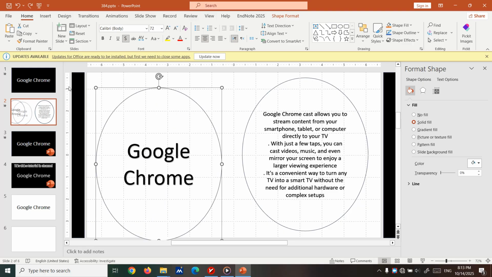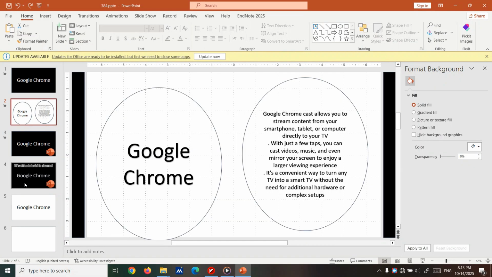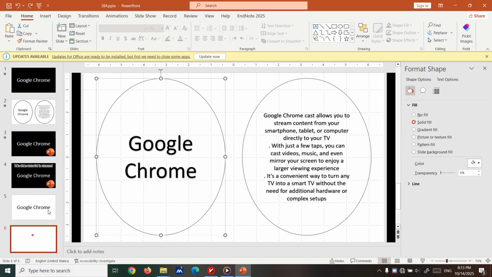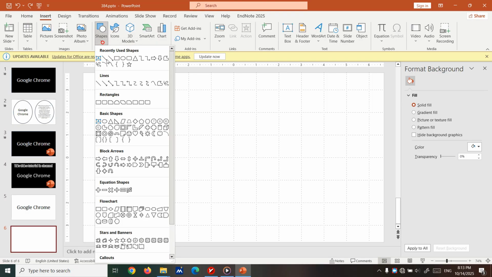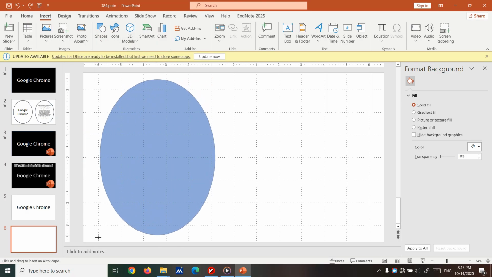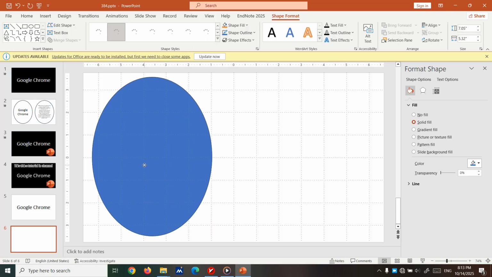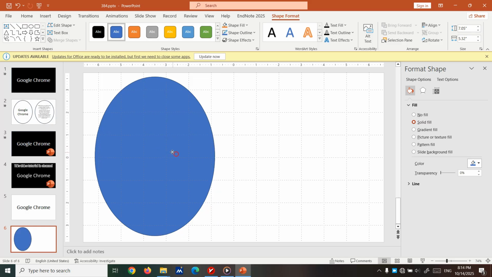They are the same size, but we have a problem here. As you can see here, this Google Chrome icon and these things look bad. So how can we fix that? It's really easy. You need to create a shape, and after creating that, you need to align it to the place you want.